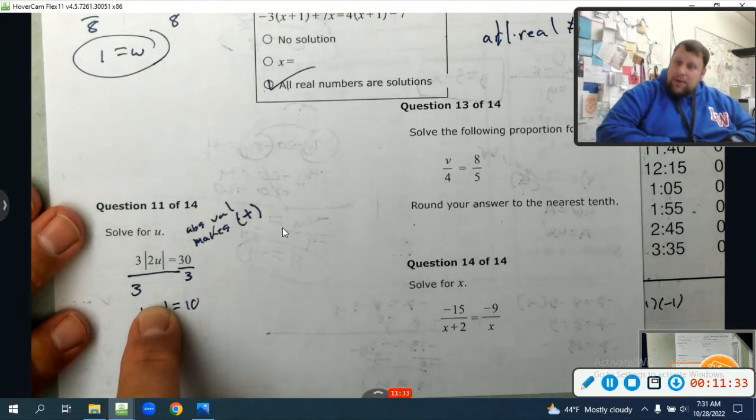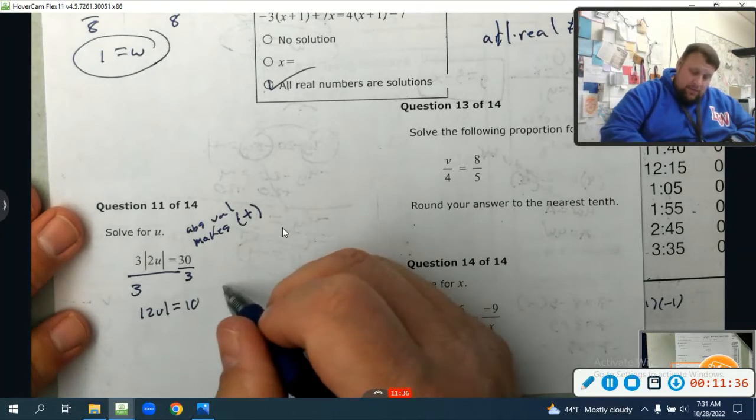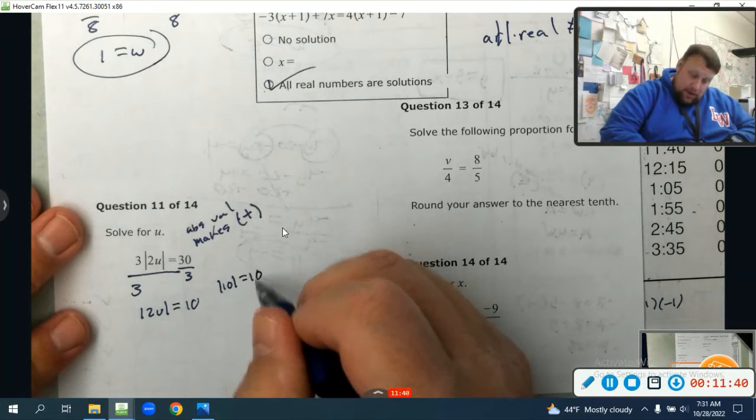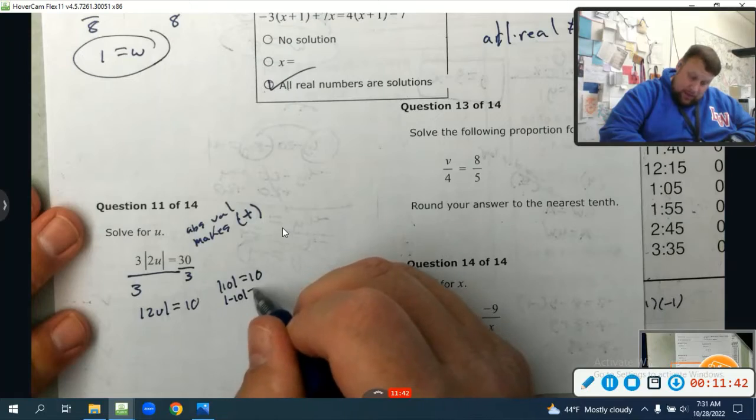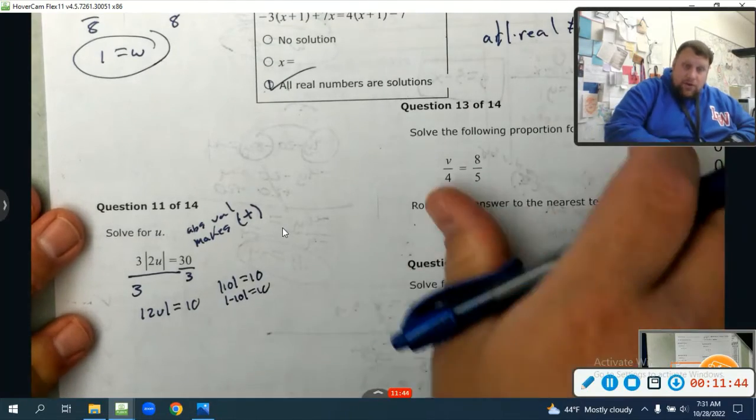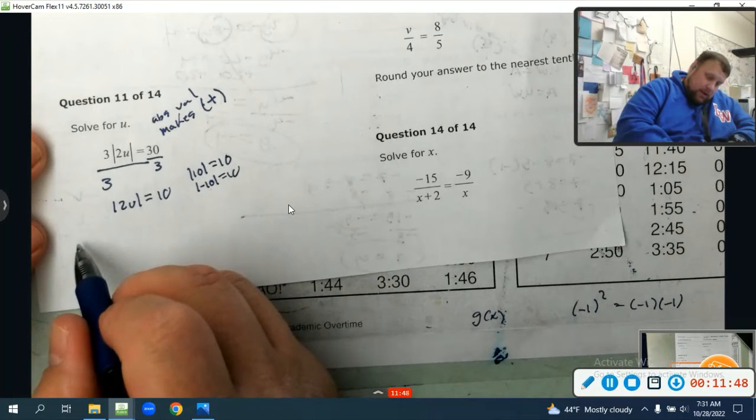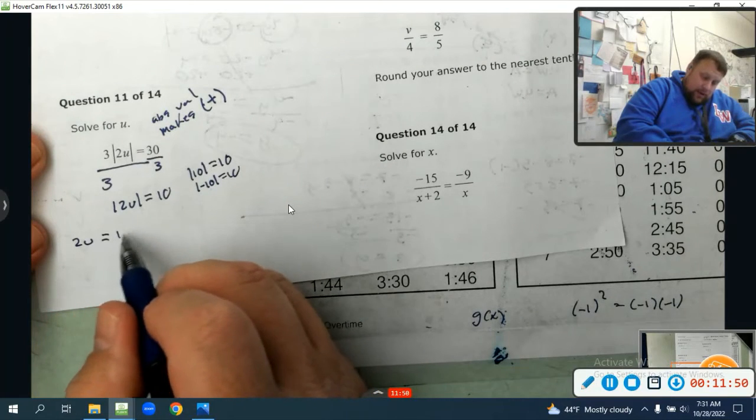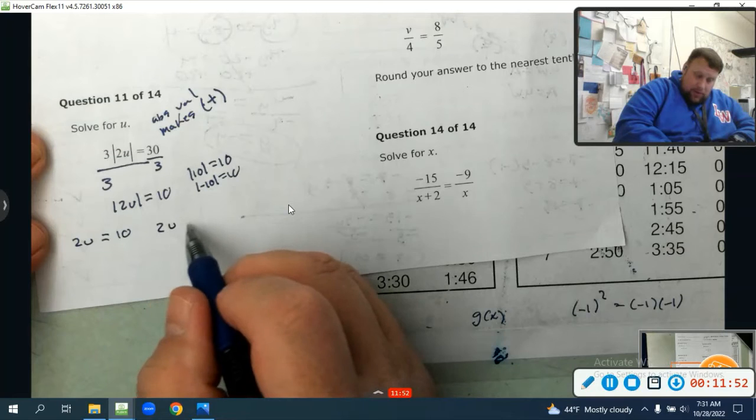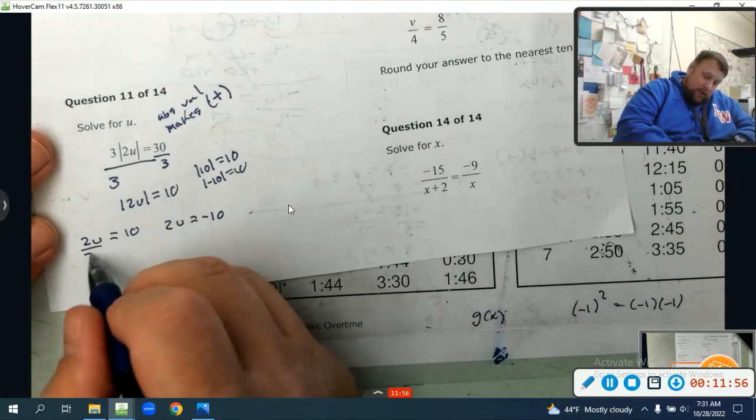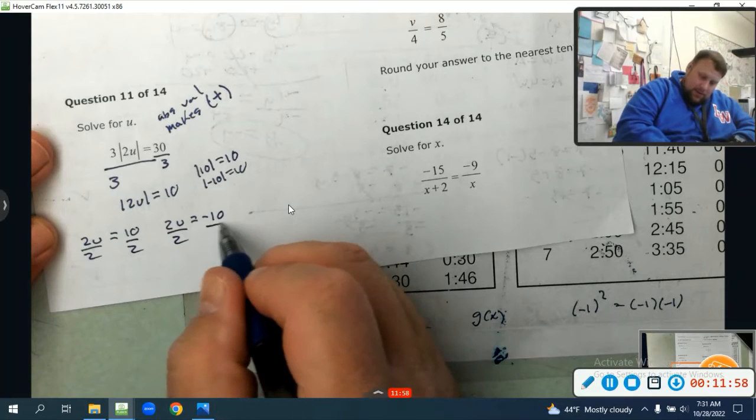There are 2 numbers that would give me that. I could take the absolute value of 10. That would equal 10. Absolute value of 10 equals 10. Absolute value of negative 10 equals 10. So I've got to solve 2 equations here. Let's check this out. I'm going to have 2u equals 10 and 2u equals negative 10. Remember that? Okay, so I've got to divide by 2, and I'm going to do this twice.